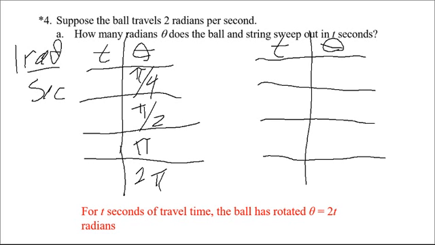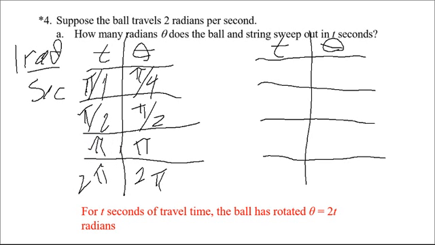Okay, so let's try and make more sense of this using this table, right? So when we travel 1 radian per second, the amount of time to travel pi over 4 radians, of course, is going to be pi over 4 seconds. And for pi over 2 radians, that's going to require pi over 2 seconds. And pi seconds for pi radians, and 2 pi seconds for 2 pi radians.